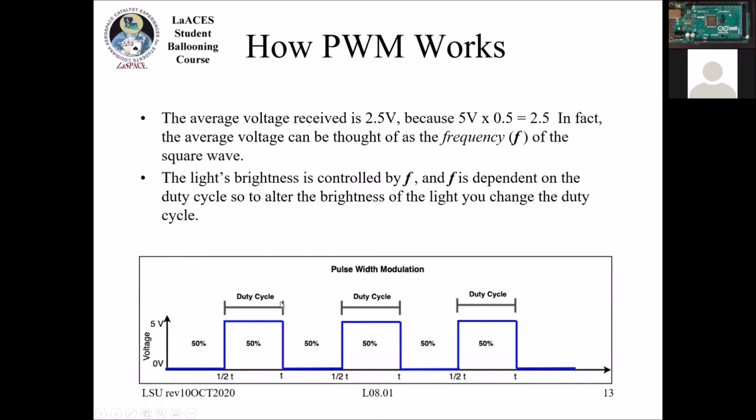So a lot of times in this case, you could control the light where the brightness varies. At 100%, it's at its brightest, and at 0%, it's off. And if I change that, it will change the brightness.